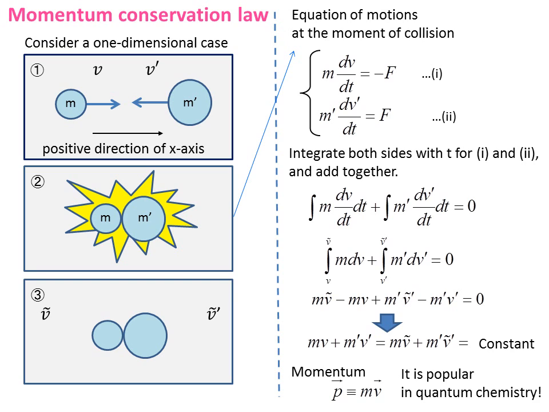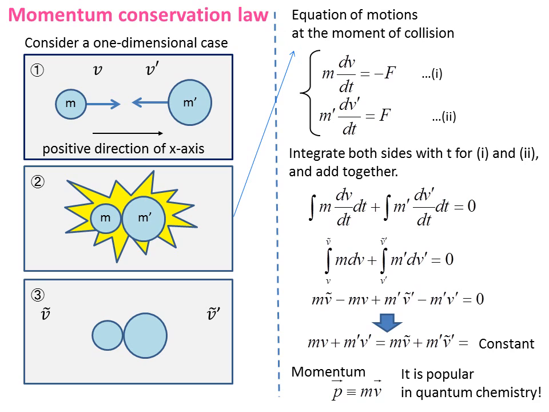Let's think about the proof of the law of conservation of momentum. The law of conservation of momentum is probably learned in high school just as a concept, but it can also be derived by transforming the equation of motion. Let's consider the problem of two objects colliding.